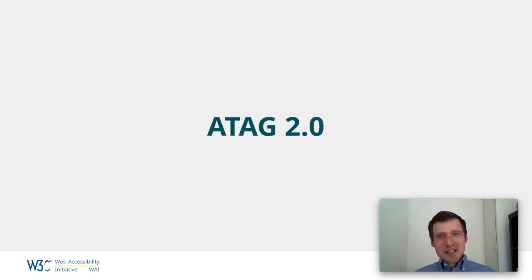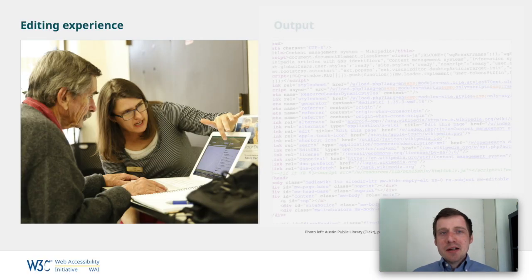So again, the standard for authoring tools that we created is called ATAG 2.0. That's the latest iteration of it. So authoring tool accessibility guidelines. It consists of two parts. Now I'll show you briefly what these parts are about, and after that we'll get into the details of what could be improved in these parts and according to these recommendations.